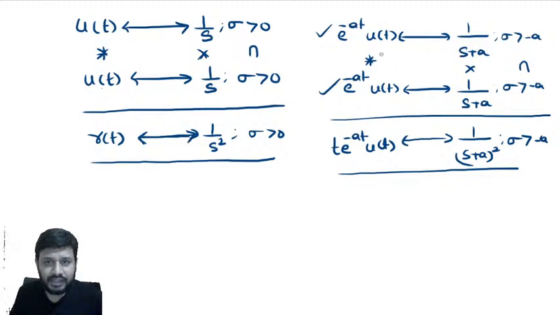If you want to find the convolution of two continuous time signals, calculate their Laplace, multiply their Laplace. To the resulting Laplace transform, find out the inverse Laplace transform, that is nothing but the convolution result.